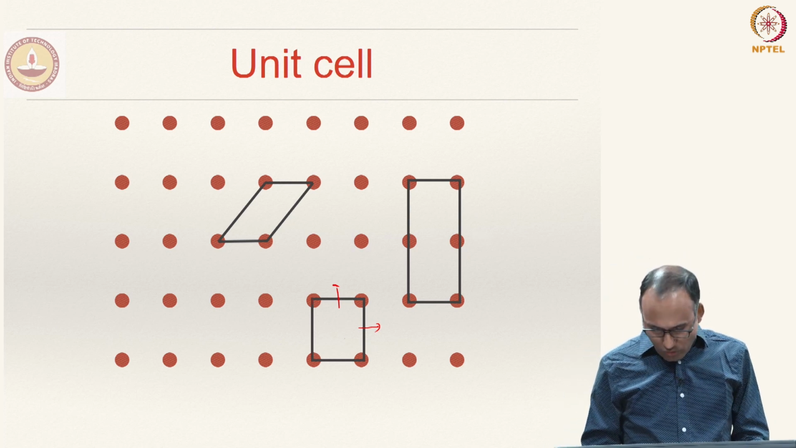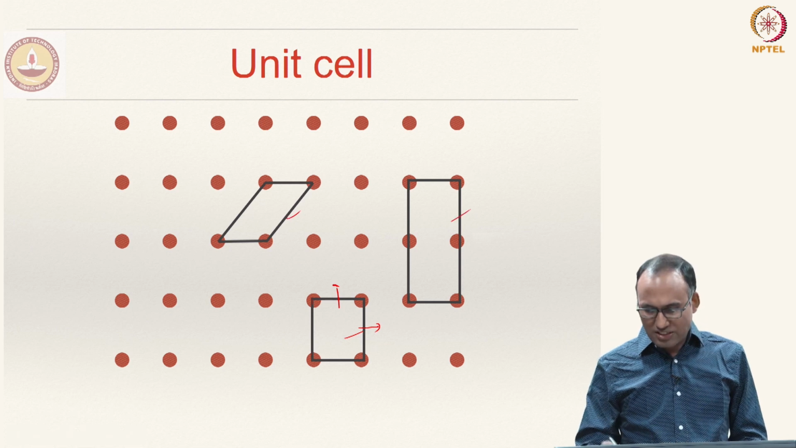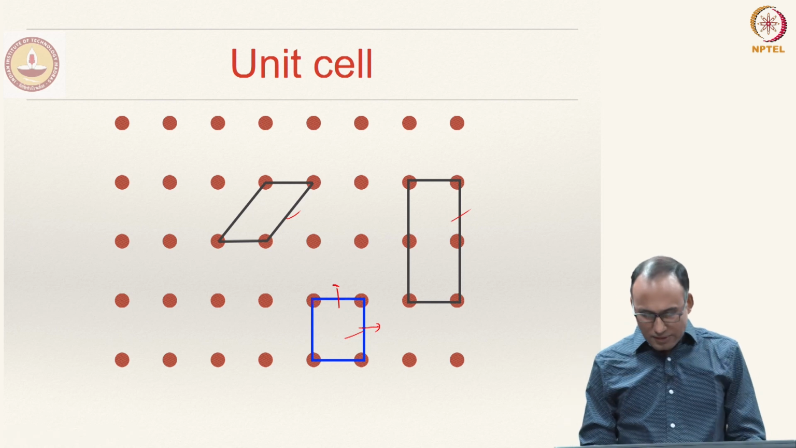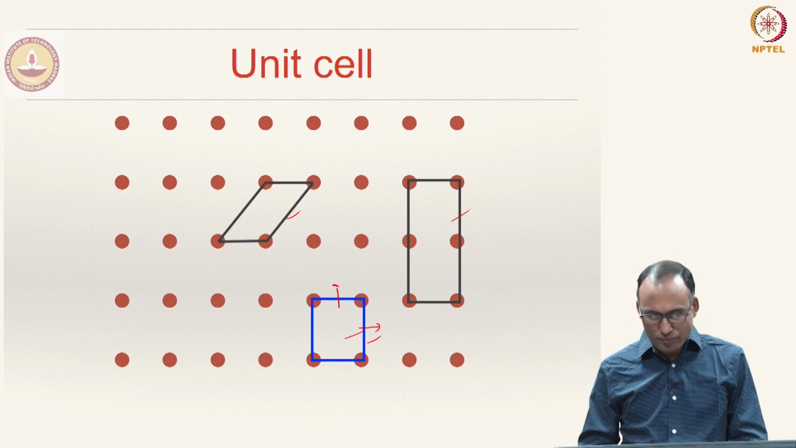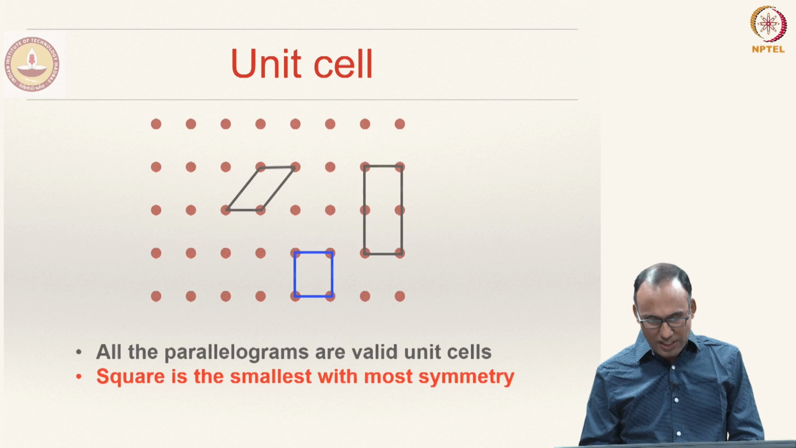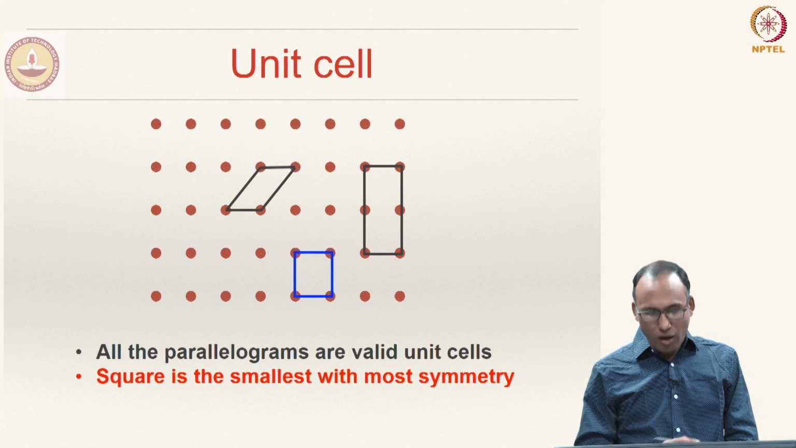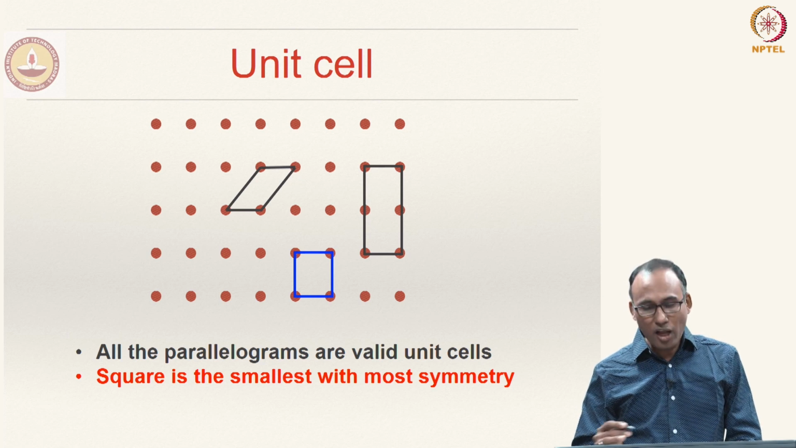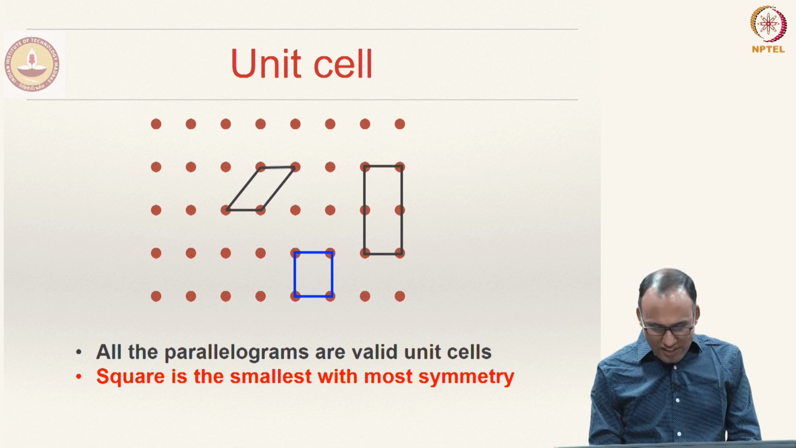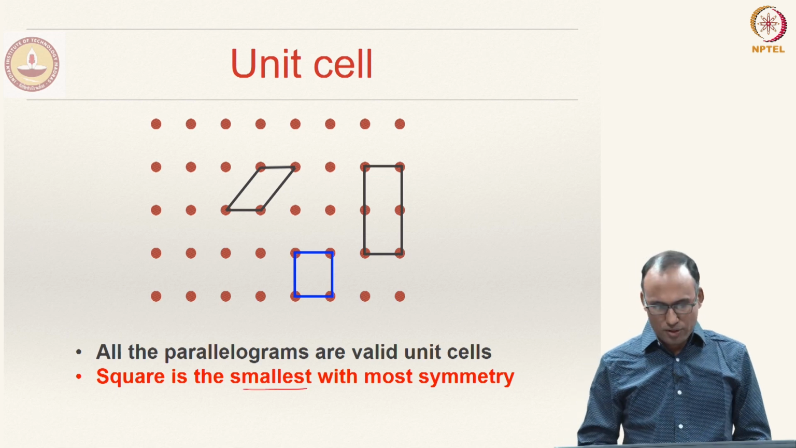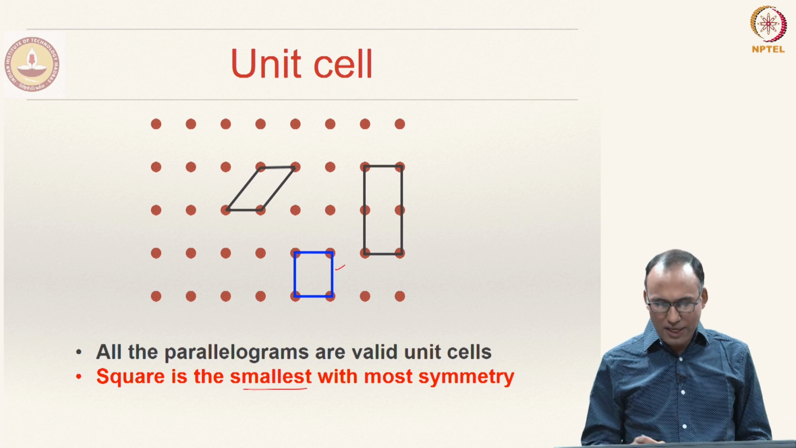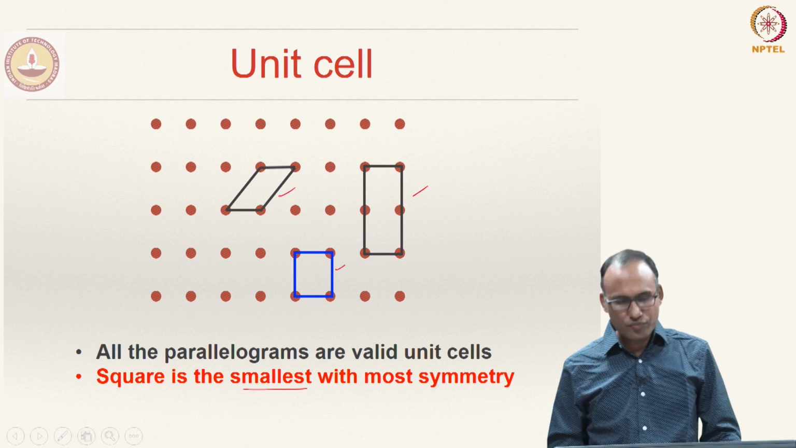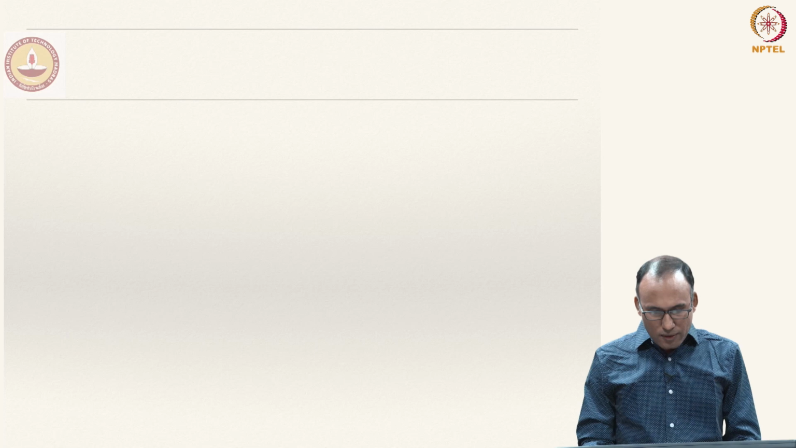So, this is one possible unit cell, this is another possible unit cell, and this is another possible unit cell. However, this is the smallest unit cell. The square is the smallest unit cell, and in general all parallelograms are valid unit cells in 2D, and all parallelepipeds are valid unit cells in 3D. The square is the smallest with the most symmetry. The level of symmetry is highest for the square compared to this one and that one, all right.